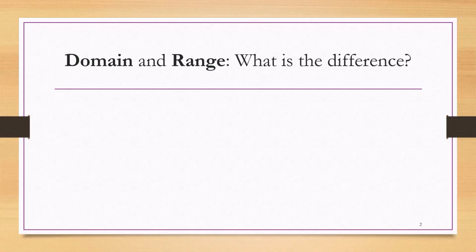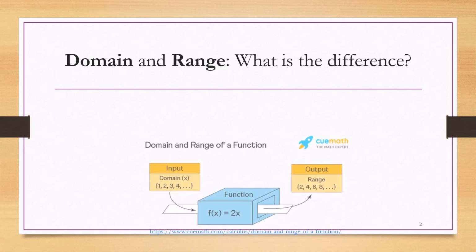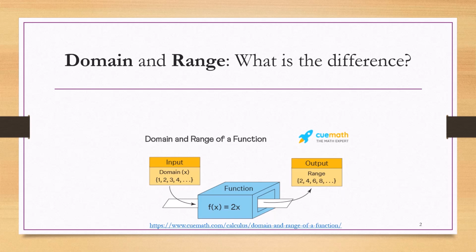The easiest way to think of domain and range is to think of your function being a machine at work. And as we all know, machines need inputs and outputs. That is where the domain and range come in.